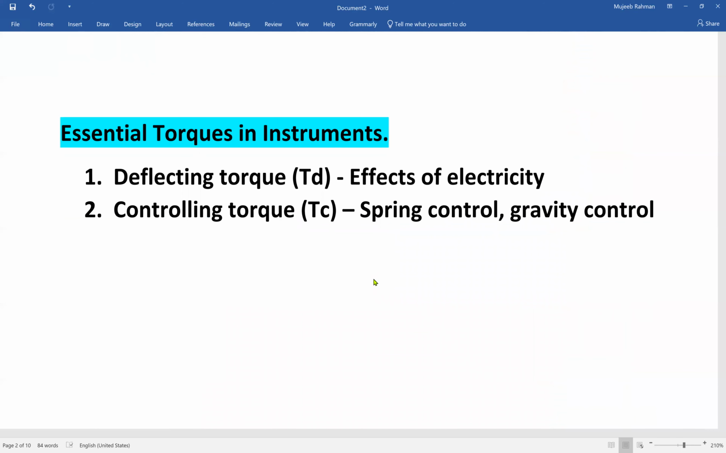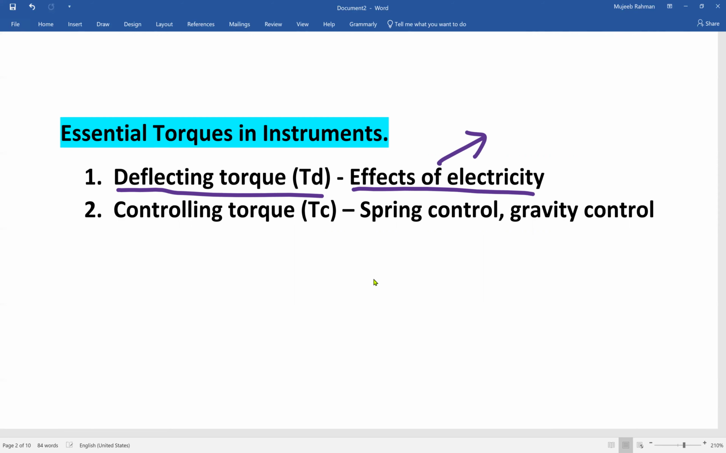Now, we'll discuss what are the essential torques in these types of instruments. The first type of torque is called the deflecting torque. The deflecting torque is responsible for generating the deflection from the zero position of the instrument to the final steady state position. That deflection from the zero position is obtained by means of the deflecting torque. That's the role of the deflecting torque. So the deflecting torque is based on any of the effects of electricity.